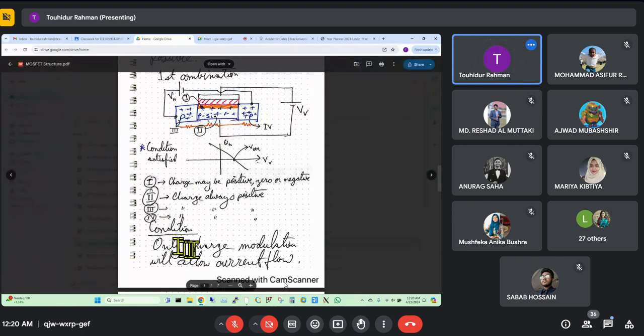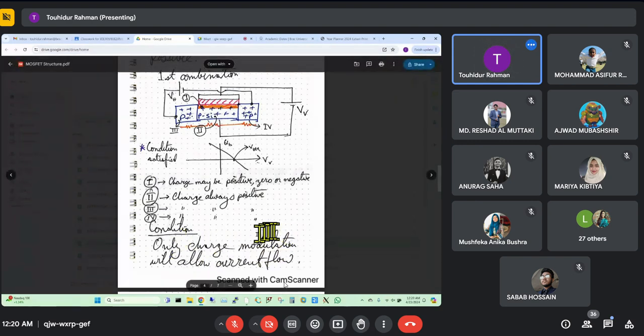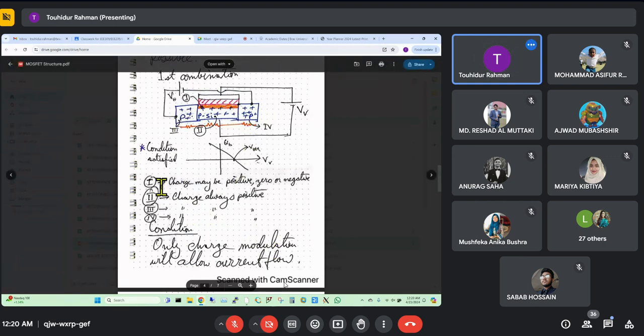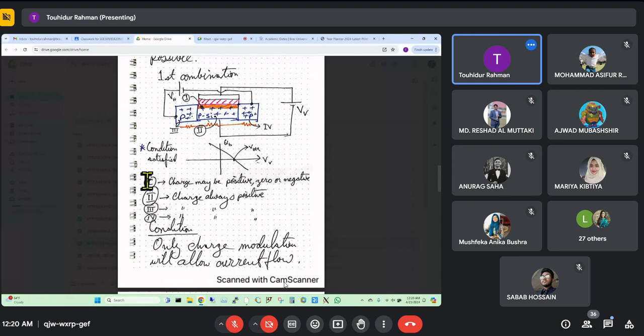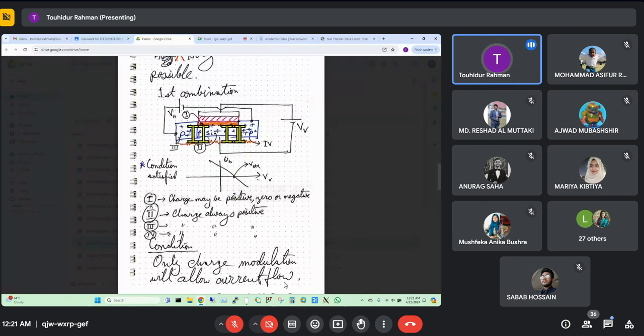but we cannot change the current. But for the condition, it has to change or modulate. We must be able to modulate or change the current. That means this structure, I think this is a wrong statement. It should be condition not satisfied. So we should correct this one in your note. The condition is not satisfied. So if the condition is not satisfied, we cannot build a MOSFET with this structure.